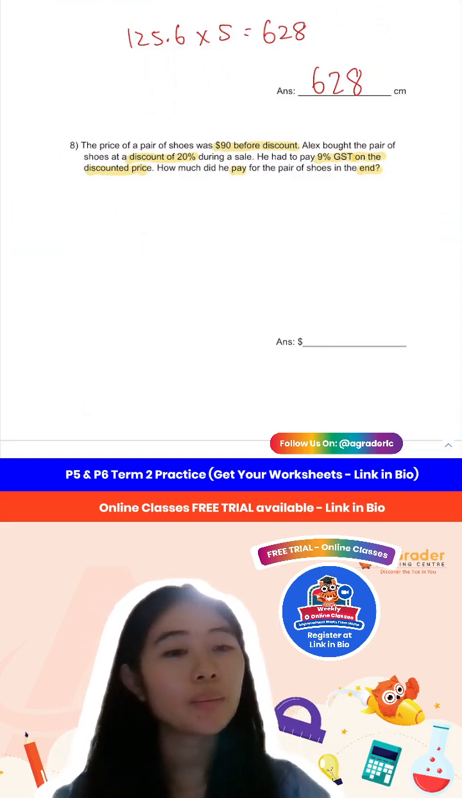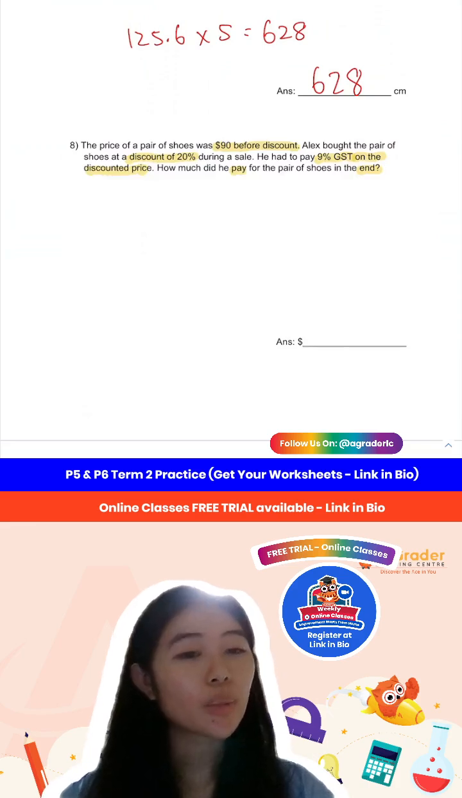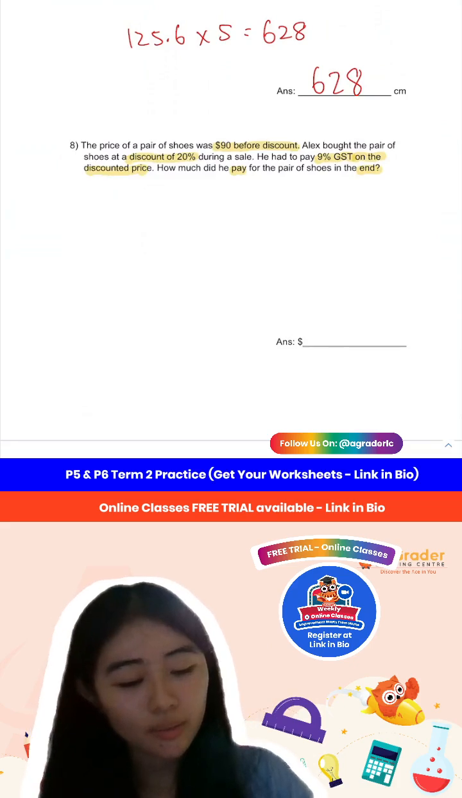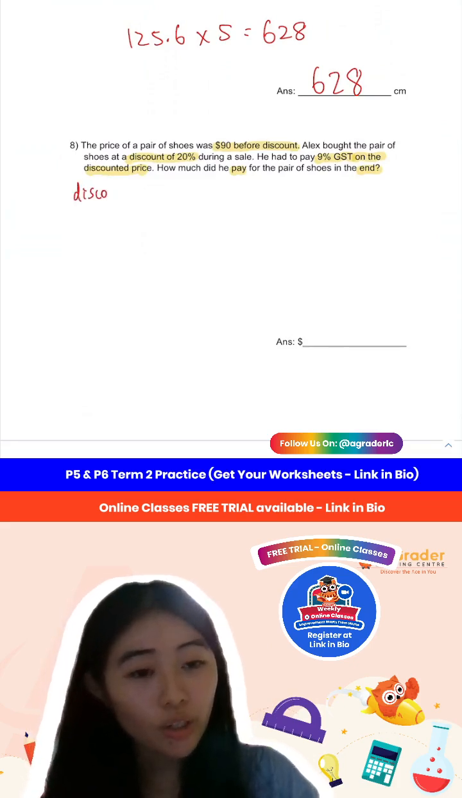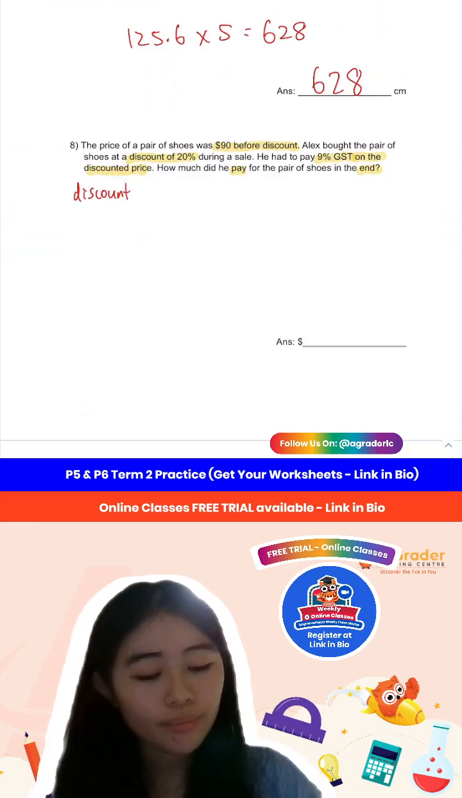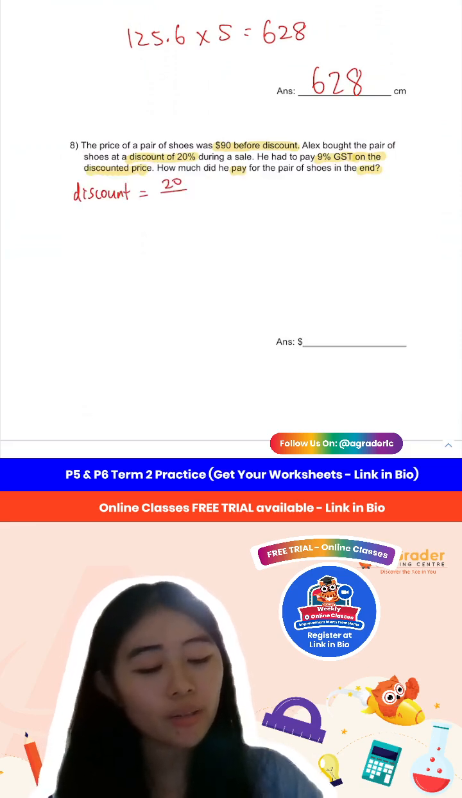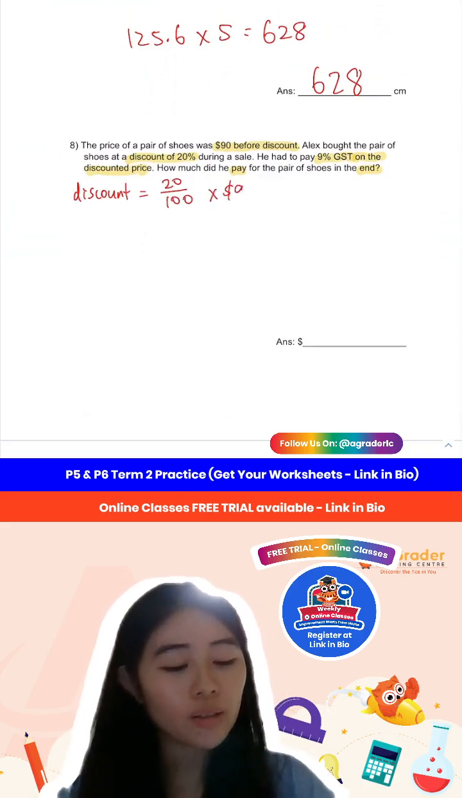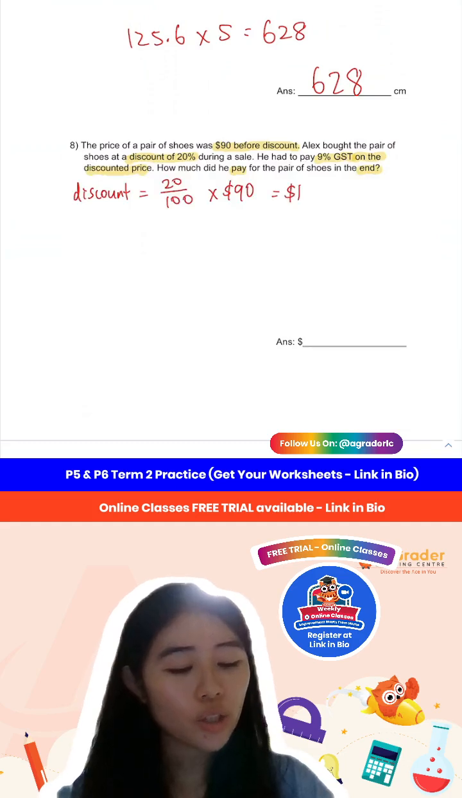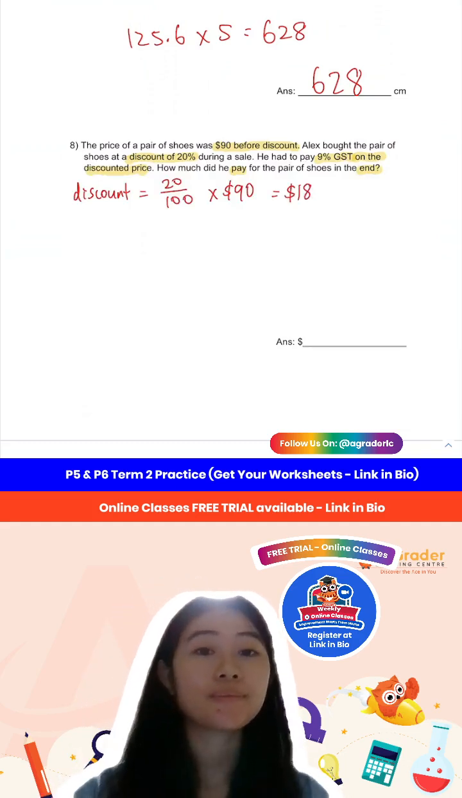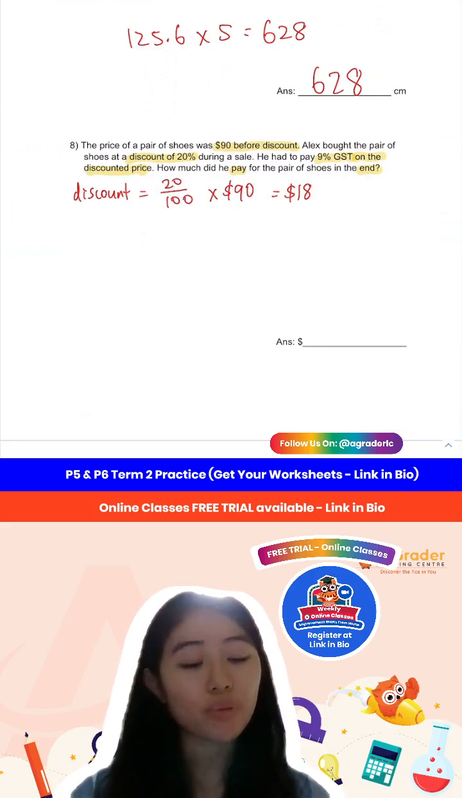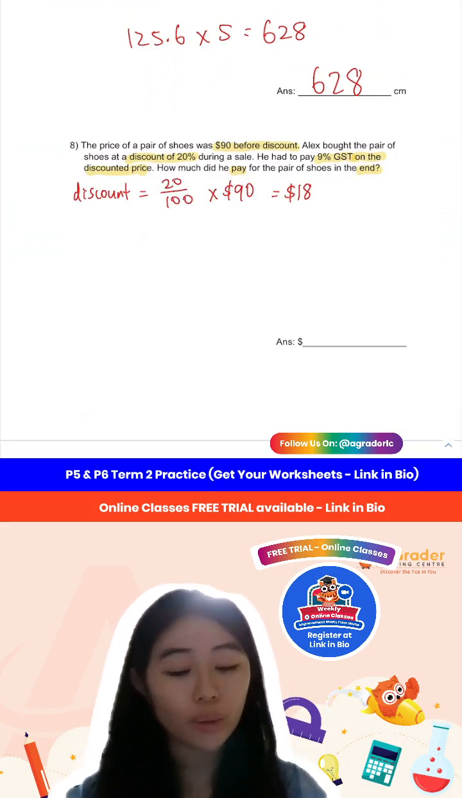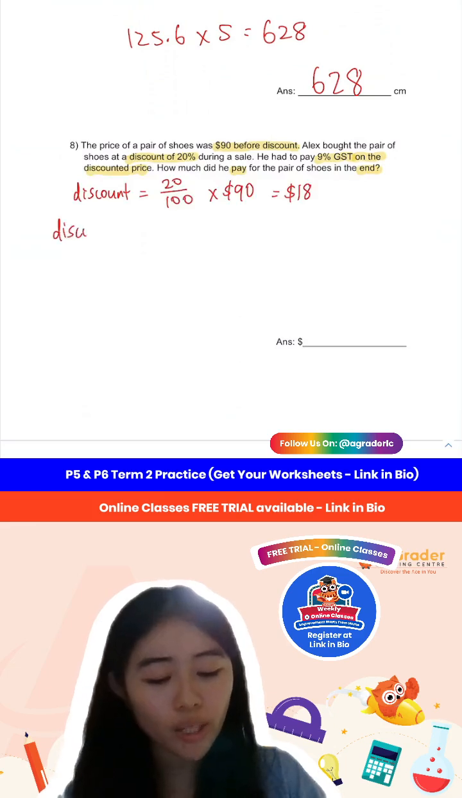Okay, so let's find the price after discount first. So first step, you can actually find the discount. So the discount is 20%. You take 20%, then you times the $90. So the discount is actually $18. After that, your next step, you find out what's the price after the discount. Okay, so that is called your discounted price.